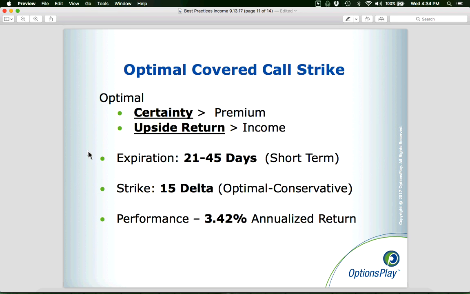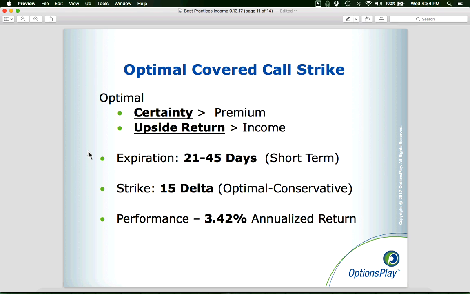And the other thing you want to prioritize is giving yourself some room for that stock to run higher, and prioritize that over income. And if you have that mentality with covered calls, you'll do better in the long run. So when it comes to expiration dates, we find that anywhere from 21 to 45 days is a good sweet spot, because that's where you can do this month after month, and you can do it without including earnings for most of the calls that you sell.